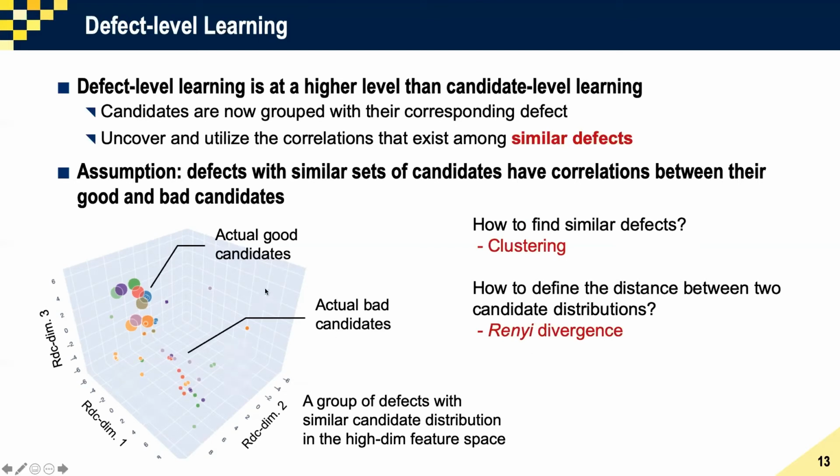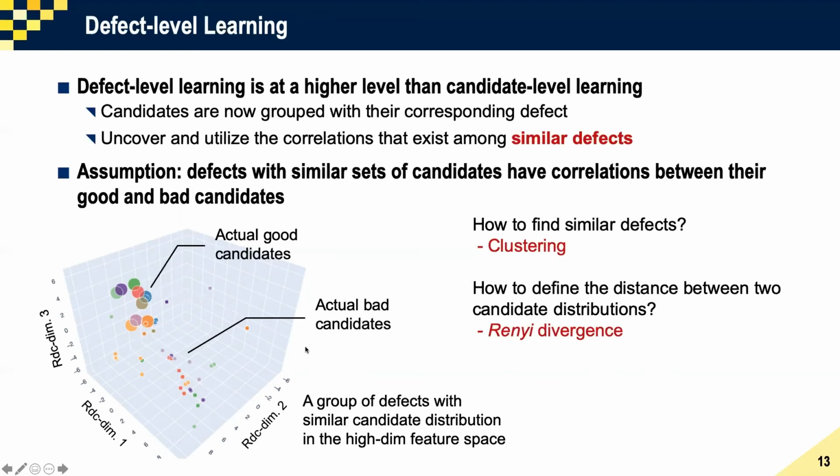For example, in this plot, the points with the same color are candidates that correspond to the same defect, and the larger ones are the good candidates. These are defects with similar candidate distributions, and we can find that the good candidates are close to each other.